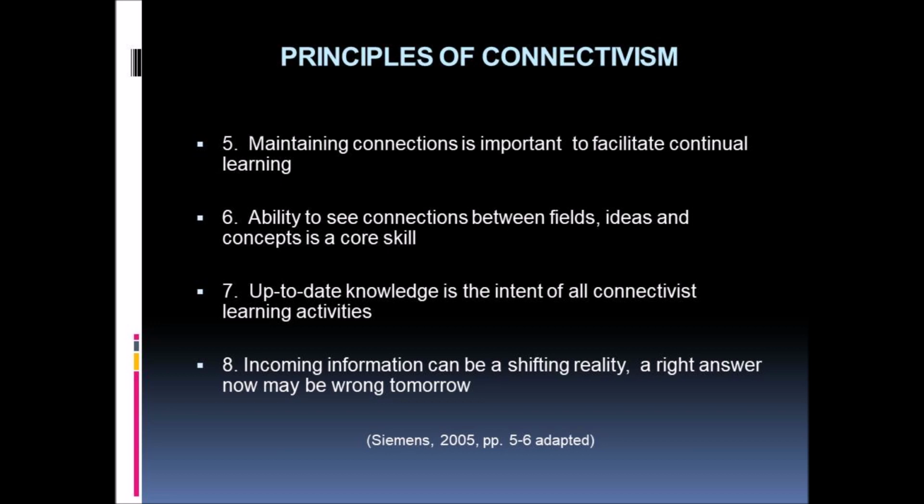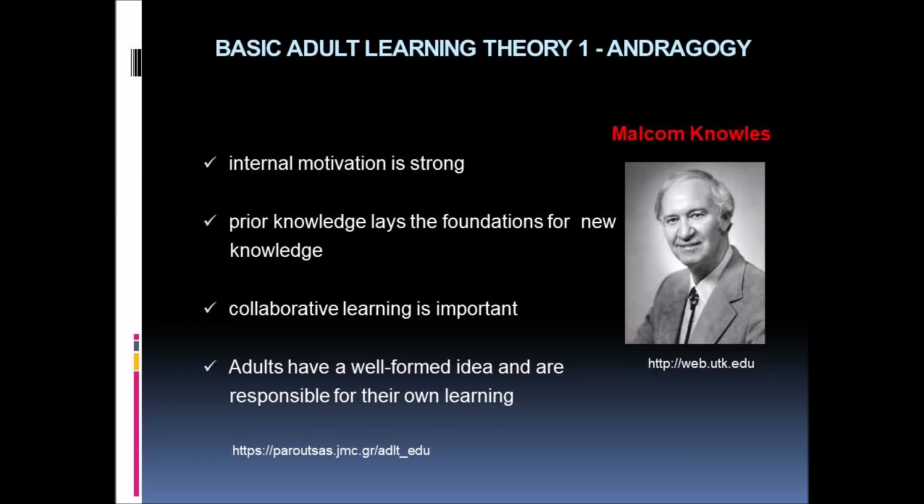Moving on to the basic adult learning theories, the first theory is that of Malcolm Knowles, andragogy. And in andragogy, the internal motivation is a very important term. Another term is that of a priori knowledge that plays a fundamental role for the acquisition of new knowledge. Collaborative learning is also emphasized, and the adults are seen as self-directed learners as they are the ones that are responsible for their own learning.